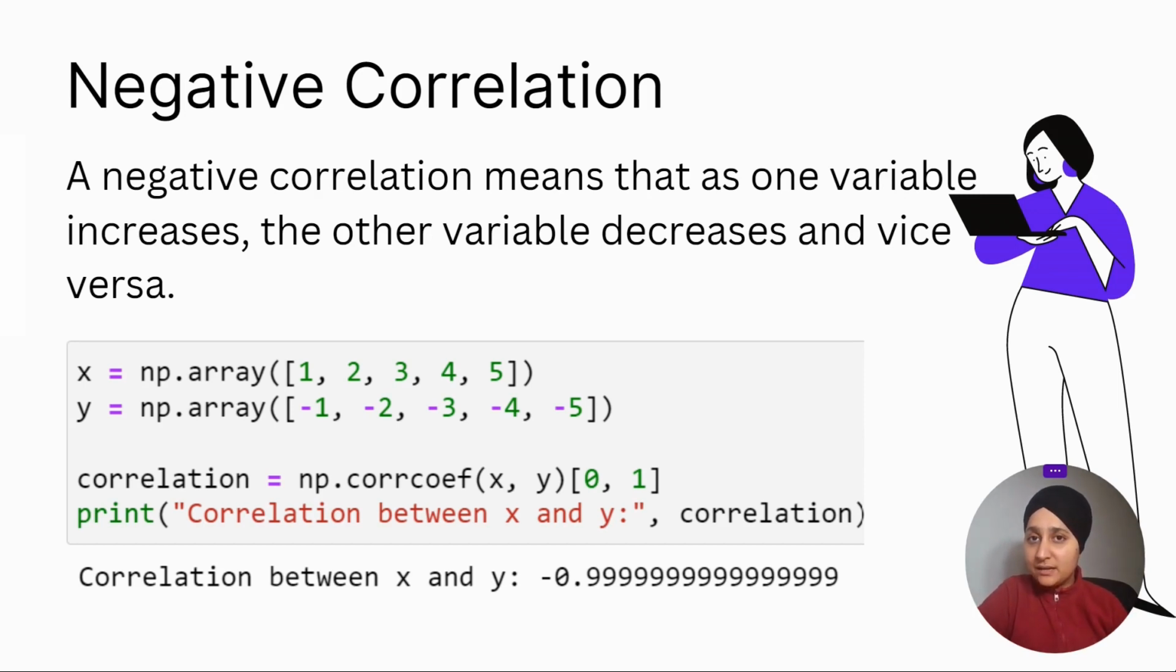So when we are calculating the correlation between x and y arrays in this case, you can see here it is providing me as an output -0.999. This is very close to -1, right? So this is a kind of perfect negative correlation, right?